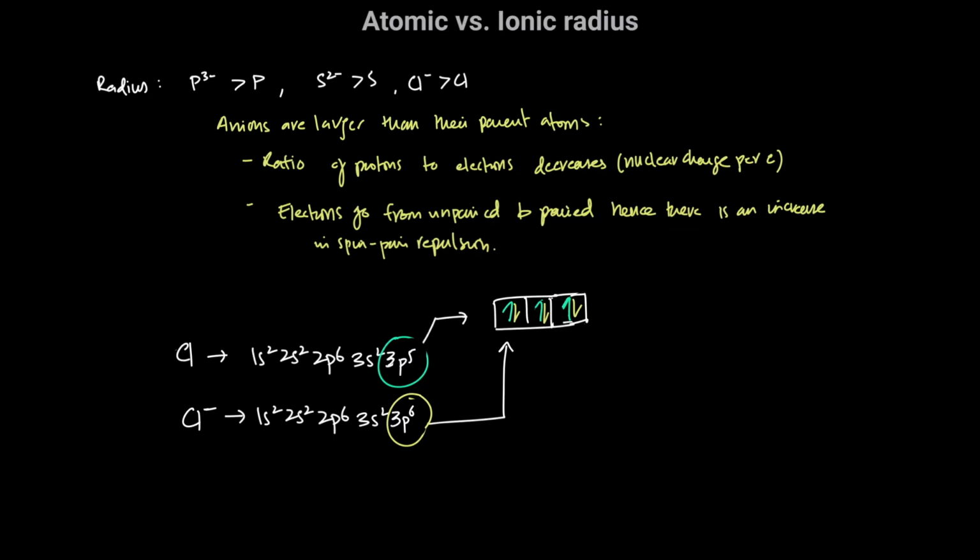So in all cases, you're increasing the number of spin pairs. Whenever you're forming an anion from a parent atom, you are increasing the number of pairs of electrons, or number of paired electrons. Hence you have greater spin pair repulsion, and hence the anions have a greater radius than the parent atom.